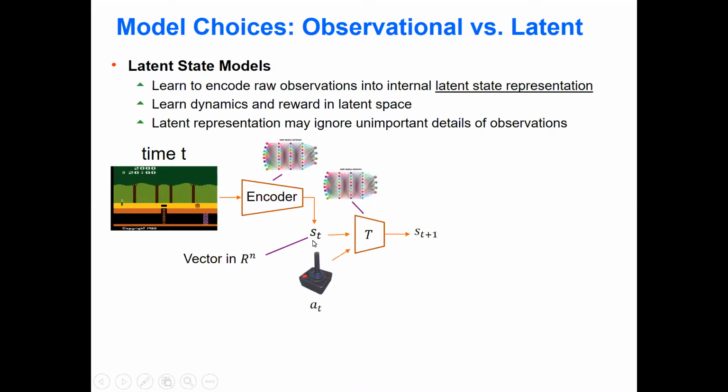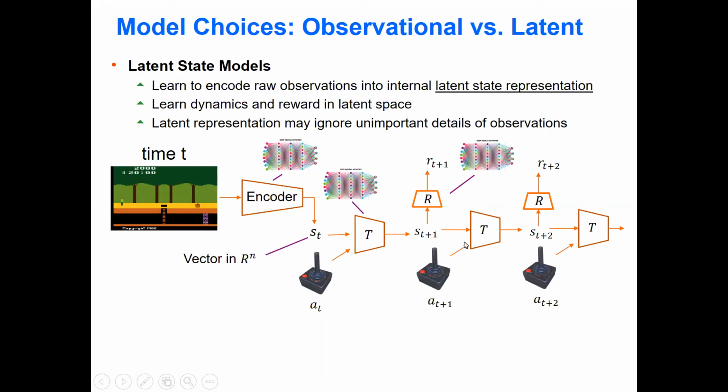We're going to learn a model over this latent state. So the transition model may also be a neural network, but it's going to be operating over the latent representation as opposed to the observations. And the reward function is going to be learned in terms of this latent representation. It might also be represented as a neural network. And we're going to keep on doing this. So what we're trying to learn is an encoder, a transition function on the latent representation, and a reward function on the latent representation. And that's what I mean when I say a latent state space representation.